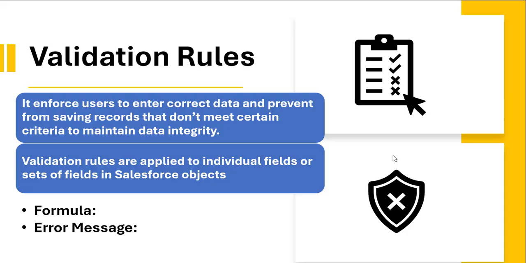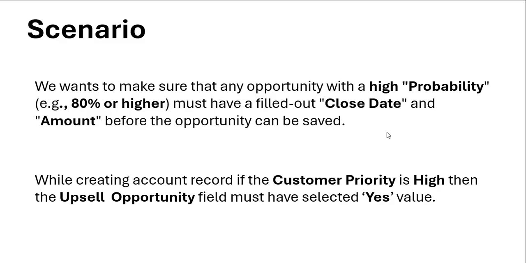Now here we can use these validation rules. The validation rules are applied to individual fields or sets of fields in a Salesforce object. The Salesforce object, in the sense of all standard and custom objects. Now how can we create the validation rule for that? If a record doesn't meet the criteria, the formula we declared, then we can provide an error message so that the record will not be saved.